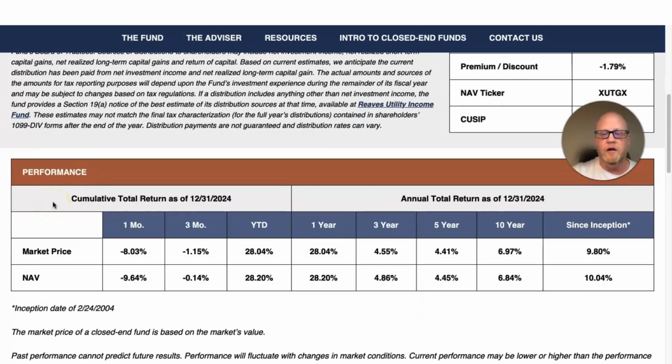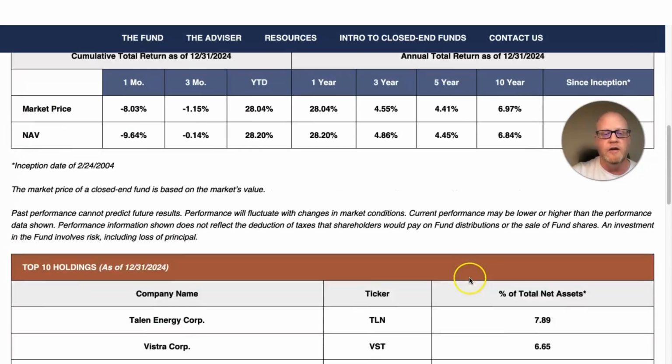So looking at the total return for 2024, you're looking at a 28% return. 5-year and 10-year is a little bit lower. Again, utilities haven't always been in favor, but over the last year with all the talk about data centers needing more electricity and things like that, utilities have done really well. 5 years at a little over 4% and 10 years at just shy of 7%. And since inception, back when it started, it's averaged about 10% a year. So pretty solid for utilities, nice and boring.